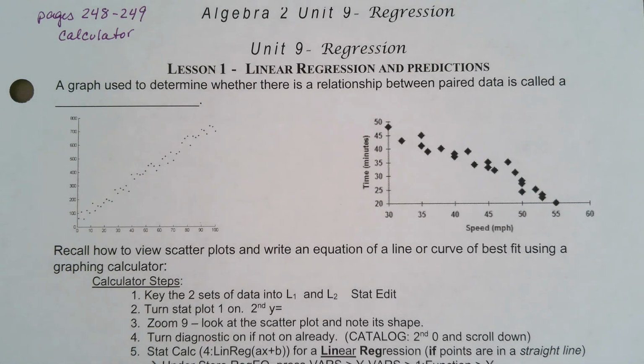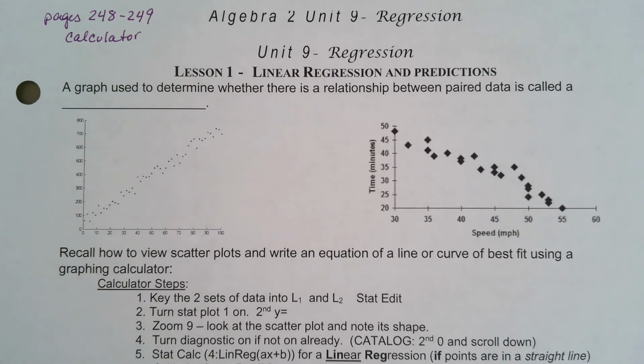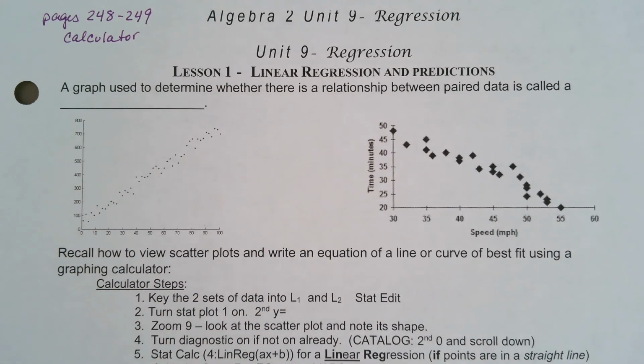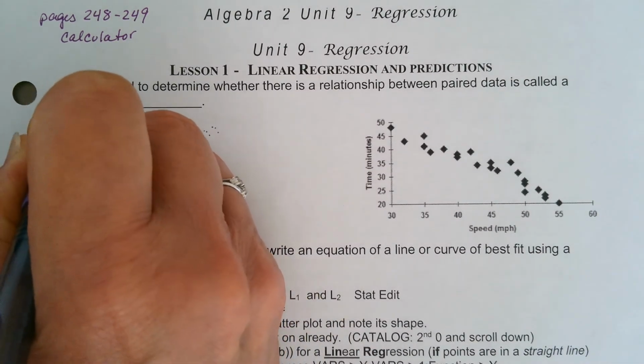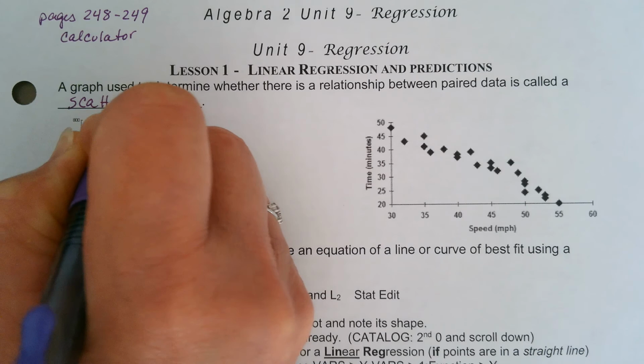Today we're on Unit 9, Lesson 1, Linear Regression and Predictions. We'll be covering pages 248 and 249. You want to have your calculator, please. A graph used to determine whether there's a relationship between paired data is called a scatter plot. You had practice with this in Algebra 1.